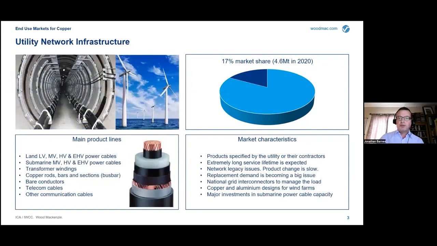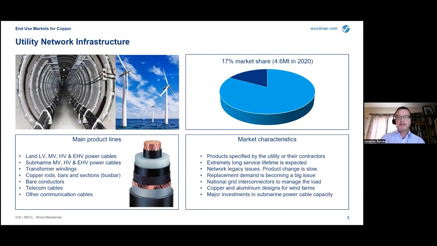The next end-use market segment we're moving on to is utility network infrastructure. As a couple of examples I've put on here, power cables running through conduits underneath the streets, but you're also looking at power cables for wind farms. So some of the major product lines you'll see there are land low voltage, medium voltage, high voltage and extra high voltage power cables. For submarine cables, we look at medium, high voltage and extra high voltage cables. Also transformer windings, copper rod and bar used as busbar, bare conductors.